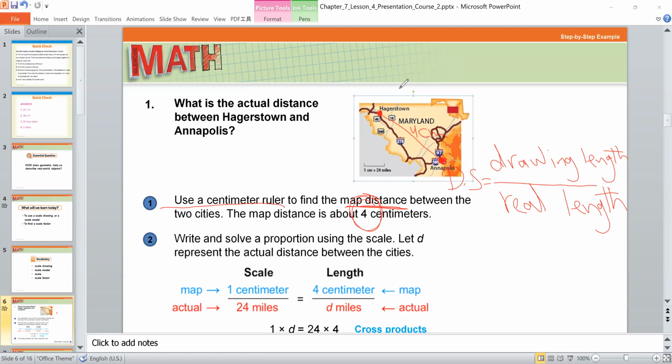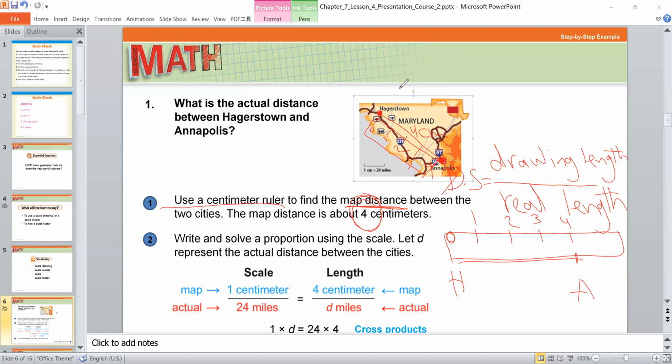How do I know that it's 4 centimeters? My friend, you put the ruler over the line, with this one Hagerstown and this Annapolis. You put 0 here at Hagerstown and you count 1, 2, 3, so this point Annapolis is at 4. Clear? So the distance between Hagerstown and Annapolis on the map is 4 centimeters.